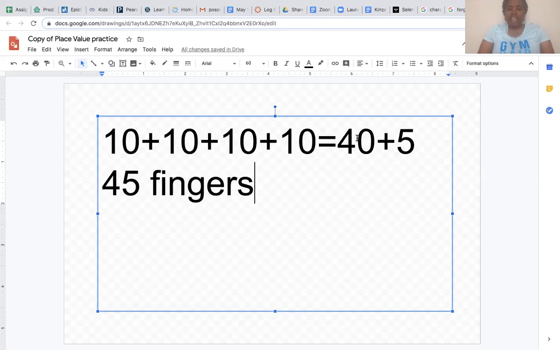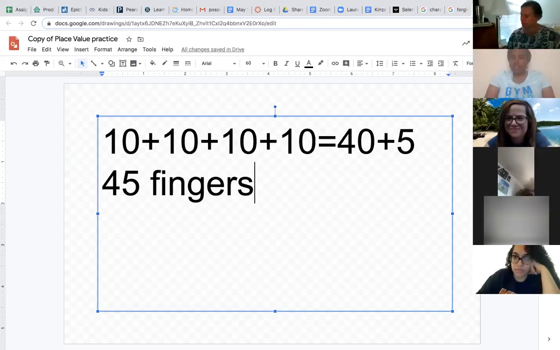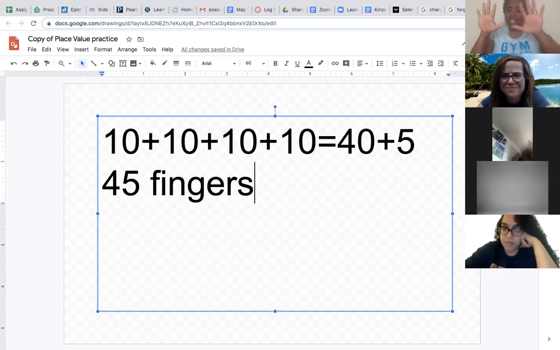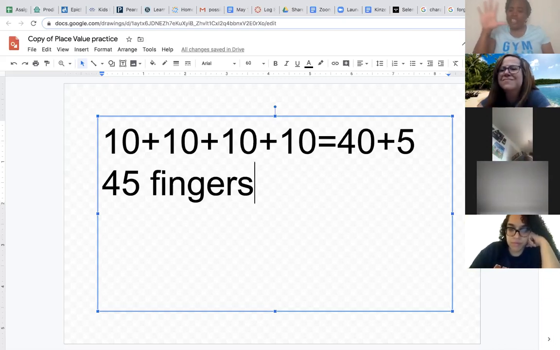Genesis, I heard you saying 50 at first. The reason why we don't have 50 is because Miss Kinzer only added how many fingers? 5. I only added 5. I didn't add 10. If I added 10, it would be 50, but I only added 5. So we wouldn't count more, we would just add our ones, 5 ones, okay?